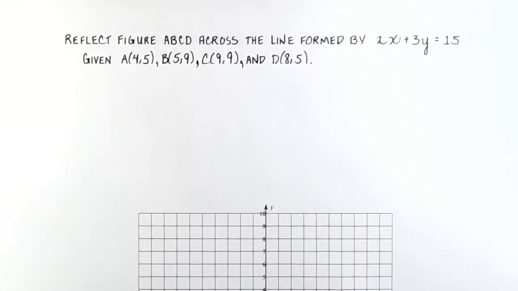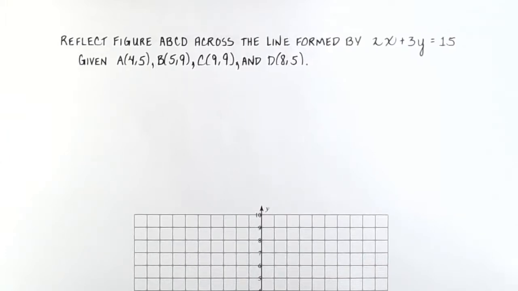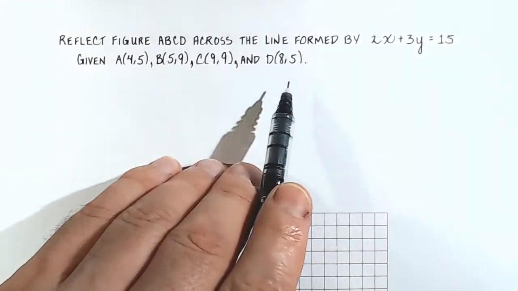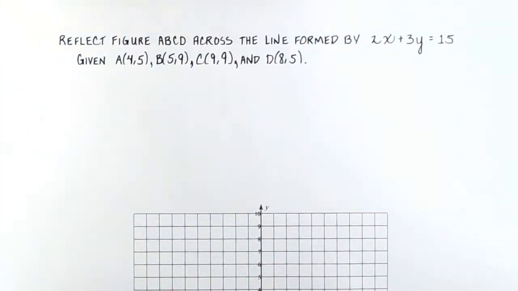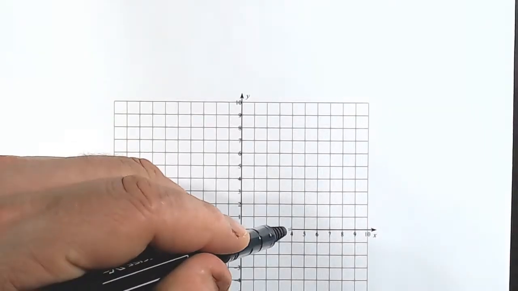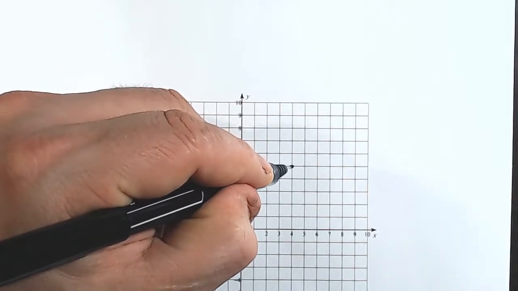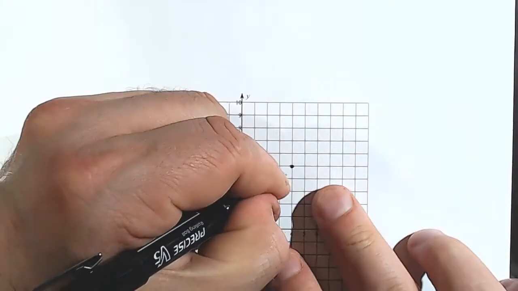So what do we do? We have to get something down on the coordinate plane before we can even begin to proceed. The first thing I think we should do is graph the figure. So A is at 4, 5, and that would be right here. Okay, and this is point A.